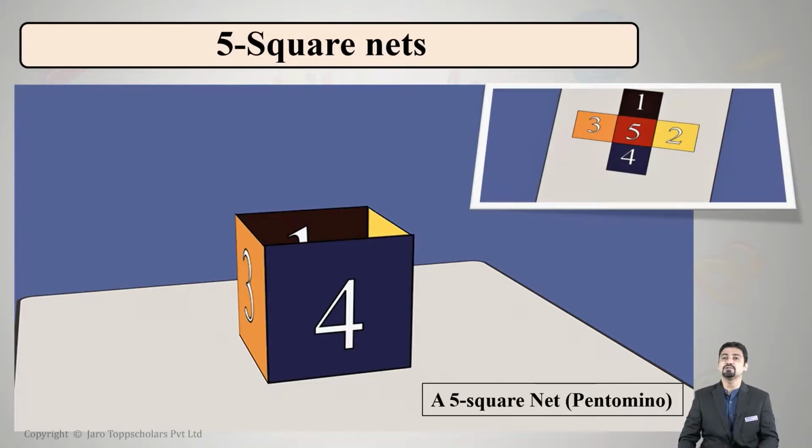So here we have seen what we mean by a 5 square net and how a box looks after folding the net.